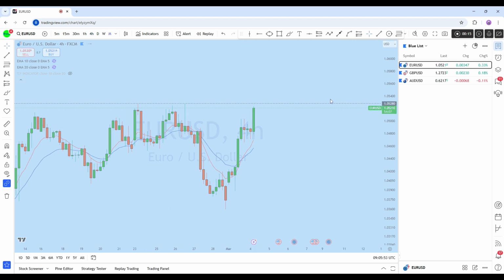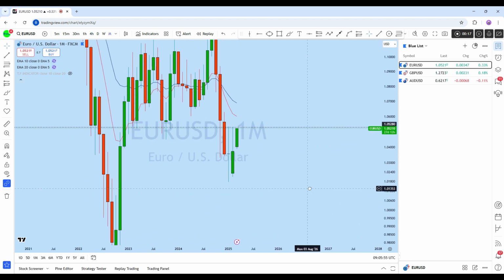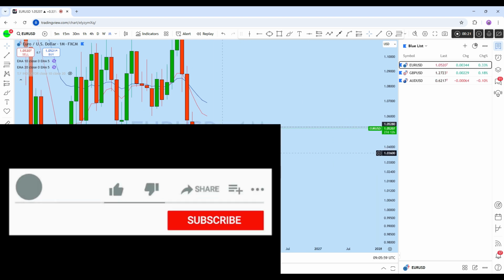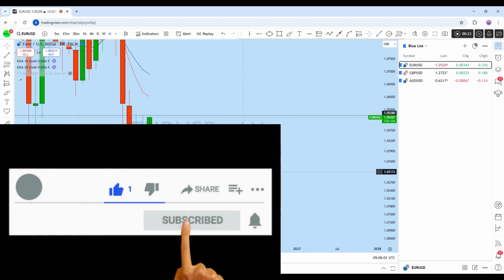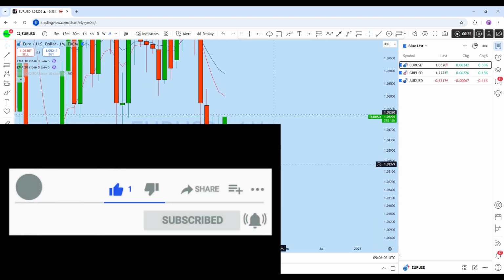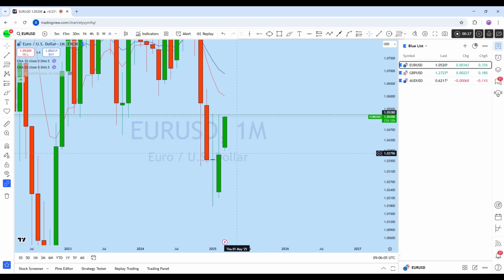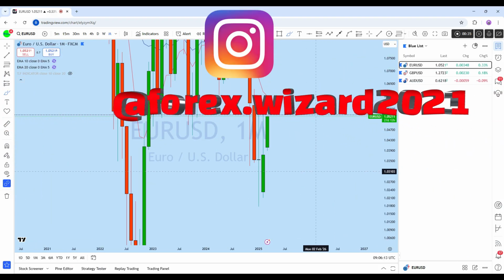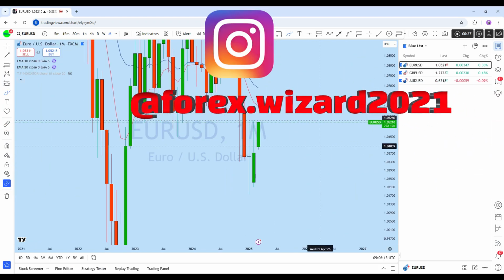starting with the euro dollar, starting with the monthly chart to see the overall picture in this market. Now euro dollar, we can see this is the monthly candlestick pattern. Just in the first week of the month, we can see the market opened with a gap, and once the market opened with a gap, the bulls took control over the market and the price started to bounce back up to create a new higher high.